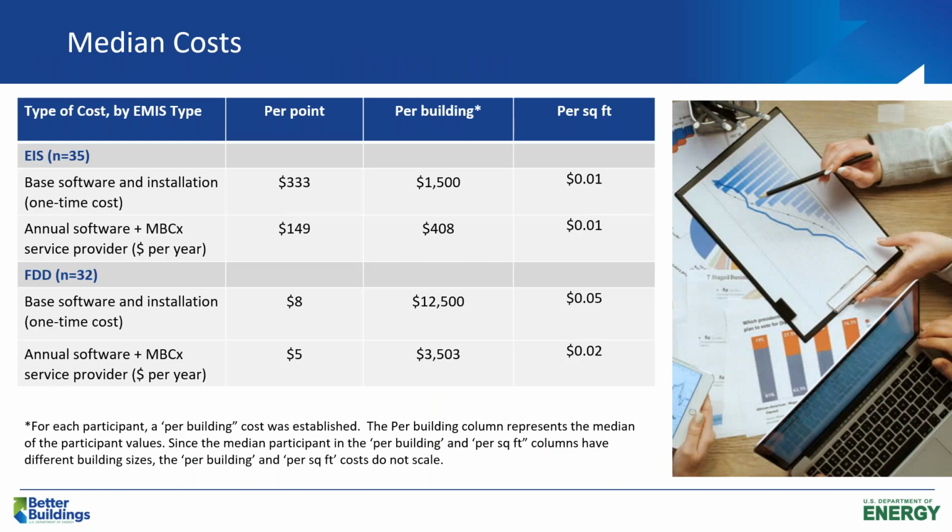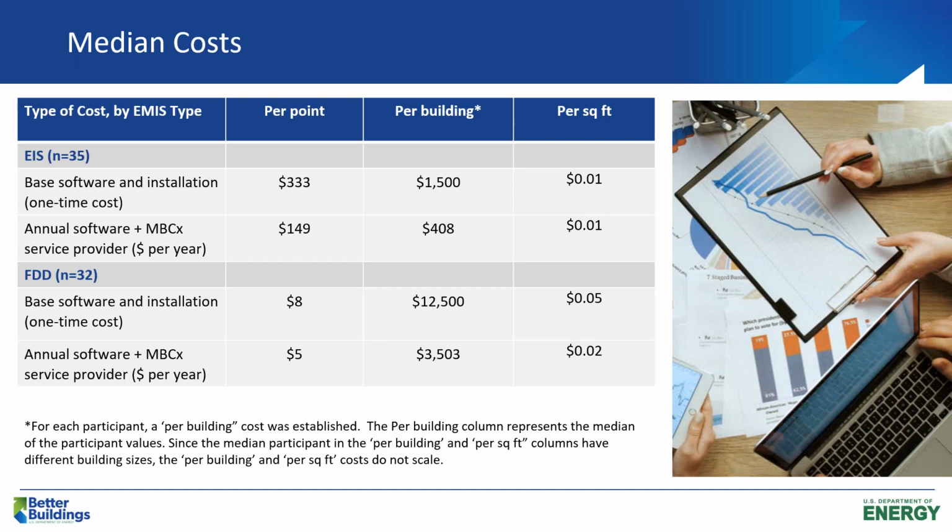On the cost side, I'm just going to summarize costs here on the per square foot column. We have EIS at 1 cent a square foot on the base software and installation. So that's the one-time cost to get things up and running, and then the annual software as a service cost is also another 1 cent per square foot. We did have a lot of large portfolios, so we also put a per building and per point cost because the per square foot cost goes down quite a bit when you're talking about large portfolios. On FDD, you'll see the costs are higher, 5 cents and 2 cents.